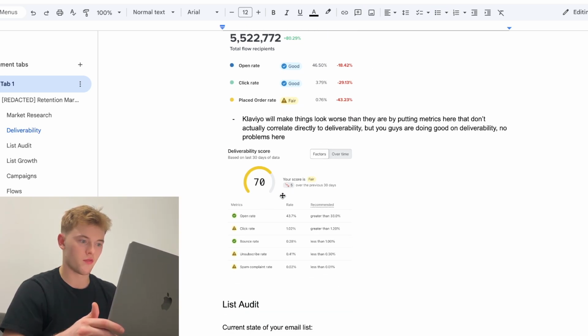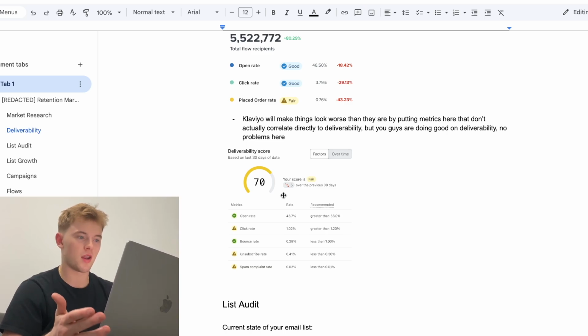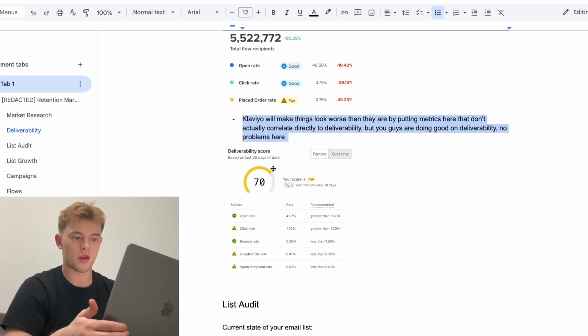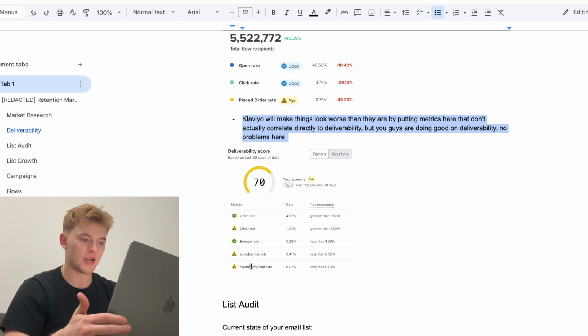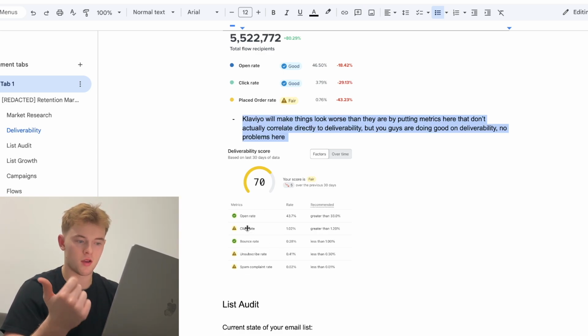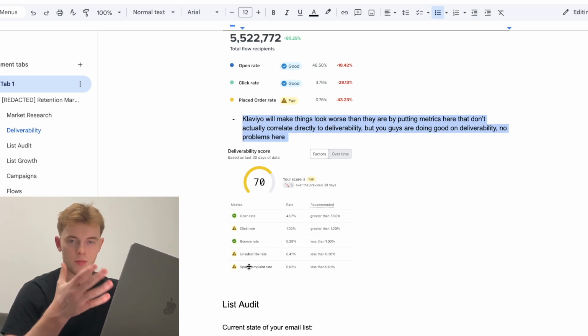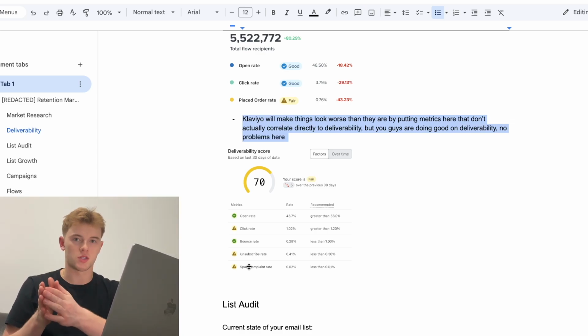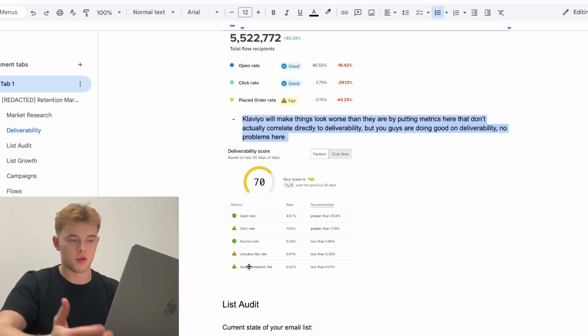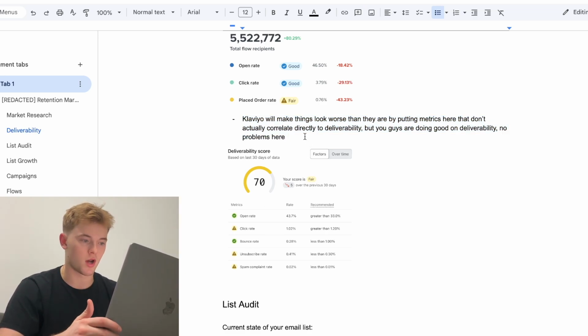Now, this was their deliverability score. It was 70, which isn't bad. What I mentioned here is pretty important. Klaviyo will make things look a lot worse than they actually are in this deliverability score. A lot of brand owners don't realize this, but as you can see, Klaviyo is taking into account things like click rate, unsubscribe rate, and spam complaint rate, which don't actually matter when it comes to deliverability. If someone's clicking, that means they got the email and they opened it. If someone's unsubscribing or marking it as spam, those are content issues. These people opened the email and got the email. With deliverability, we're focused on landing in their primary tab or their promotions tab instead of spam, you know what I mean? So deliverability isn't concerned with things that are only affected by the actual content itself.